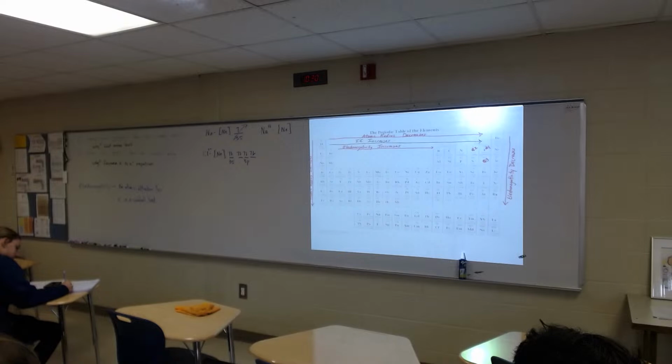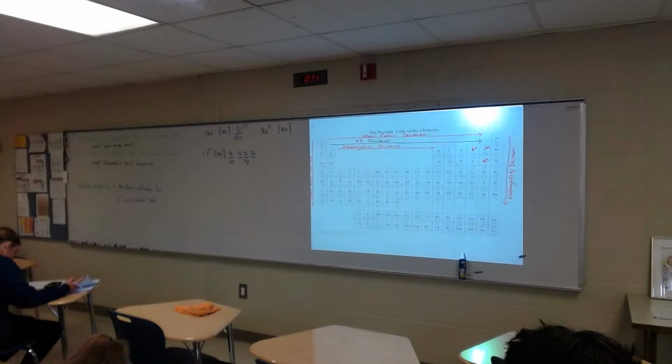So fluorine's number 1, oxygen number 2, chlorine number 3. Who's going to be the least electronegative? The other end of the list. Francium will be the least electronegative.